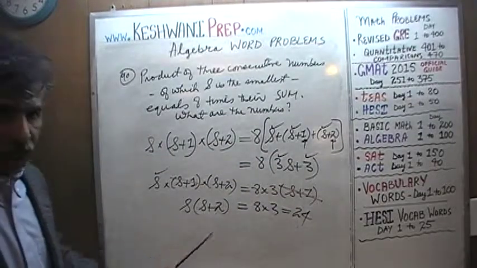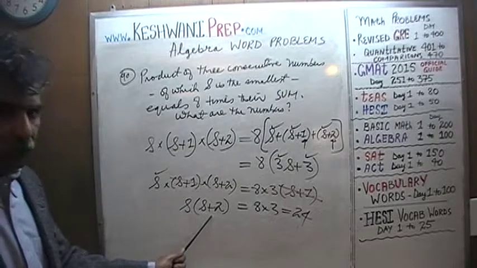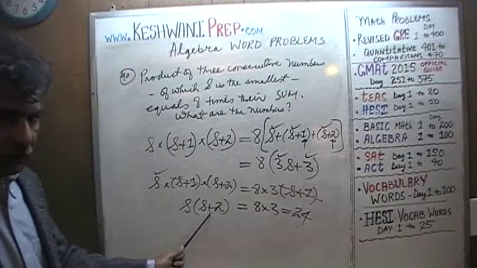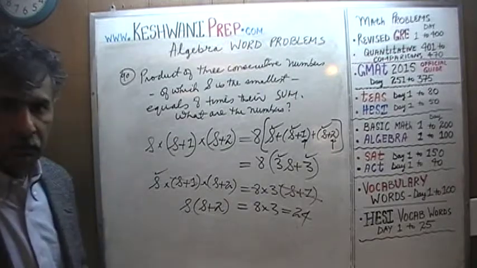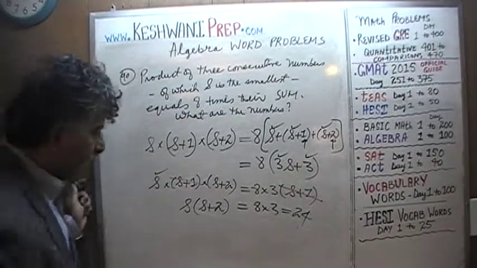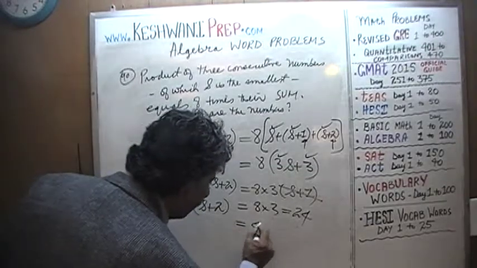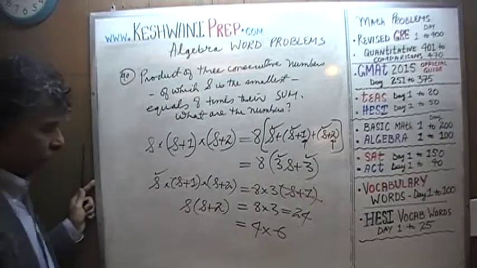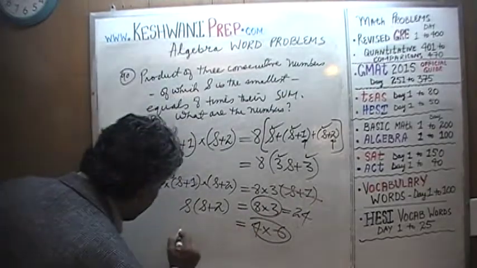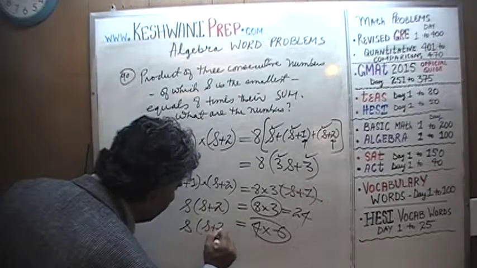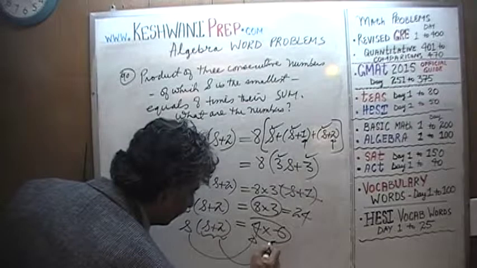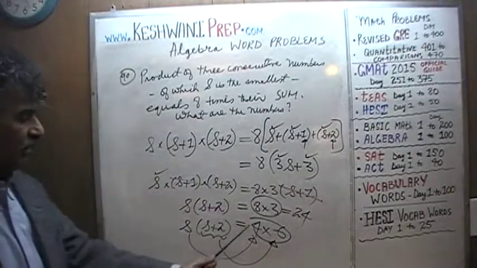S times S plus 2. So we have one number, and another number is 2 more than that. A number times 2 more than that equals 24. 24 is 8 times 3, but how else can we write 24? 24 can also be written as 4 times 6. So 4 times 6 is 8 times 3. And here you have it. S times S plus 2. S must be 4, and S plus 2 must be 6. The smallest number that we're dealing with is 4.